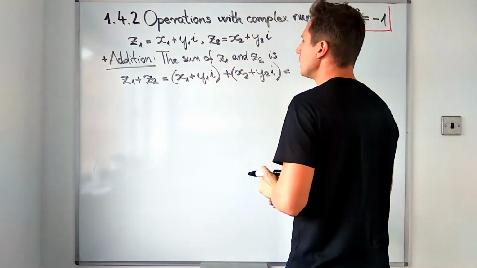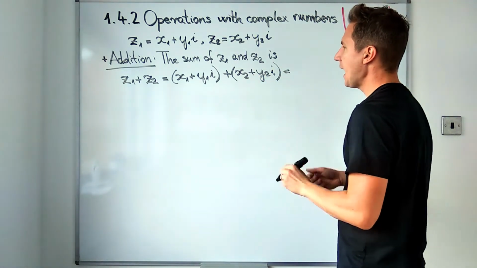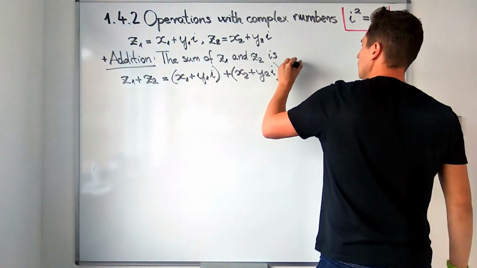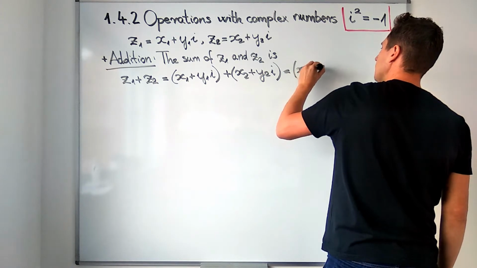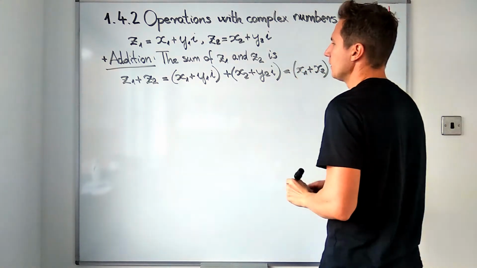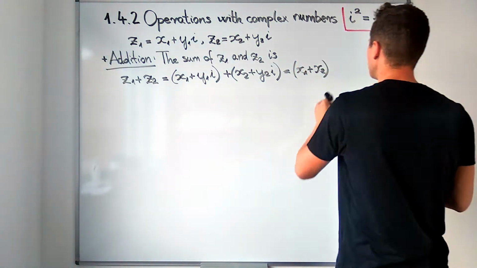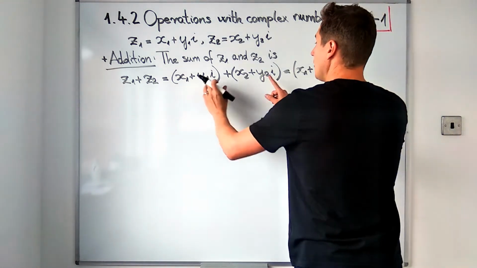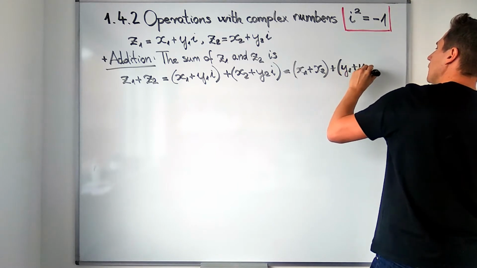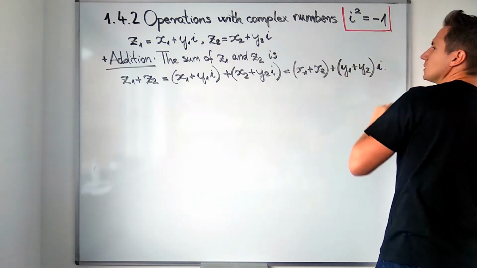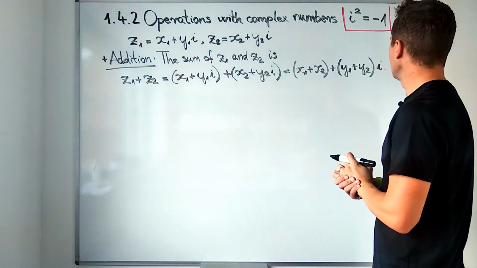And what we'll do to get the sum is we'll add the real parts to get the real part of the sum. So it will be x1 plus x2, and the imaginary part of our sum will be the sum of imaginary parts, so that is y1 plus y2 times i. So this is how we add complex numbers.